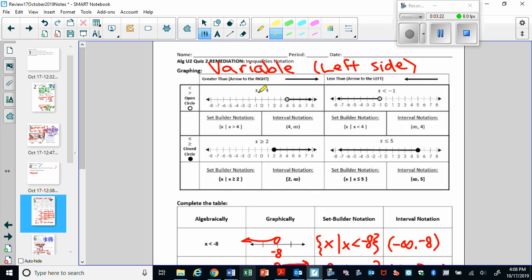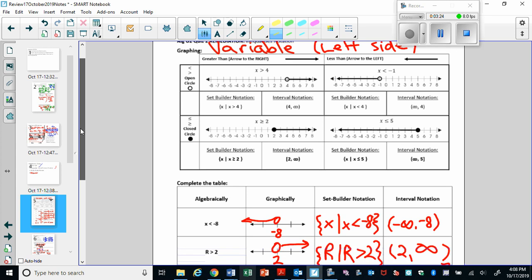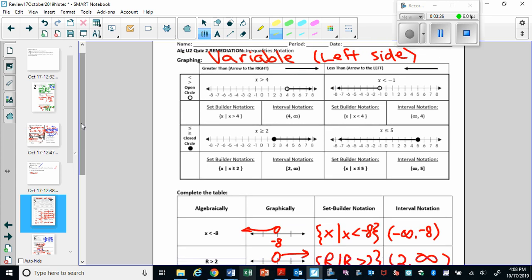Number 5. This is all about inequalities. Some of us were not sure about set builder and interval notation, whether you would use a parenthesis versus a bracket, and whether you have a positive or negative infinity. Now, set builder notation always has the braces. Your variable comes first, then you have a solid vertical line, then you use your algebraic inequality.